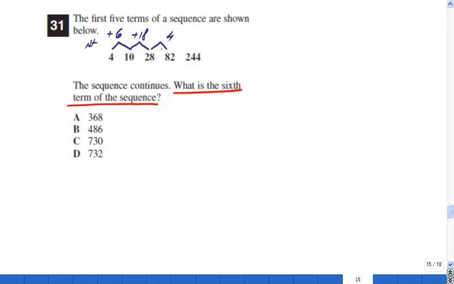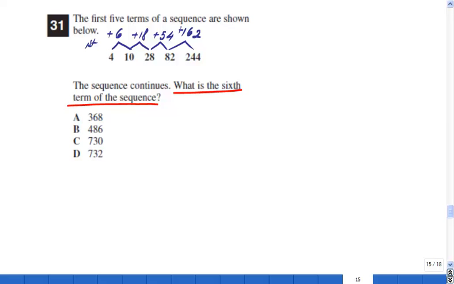From 82 to 244, you have 162. What is the next difference here? And the things keep going the same way, right?